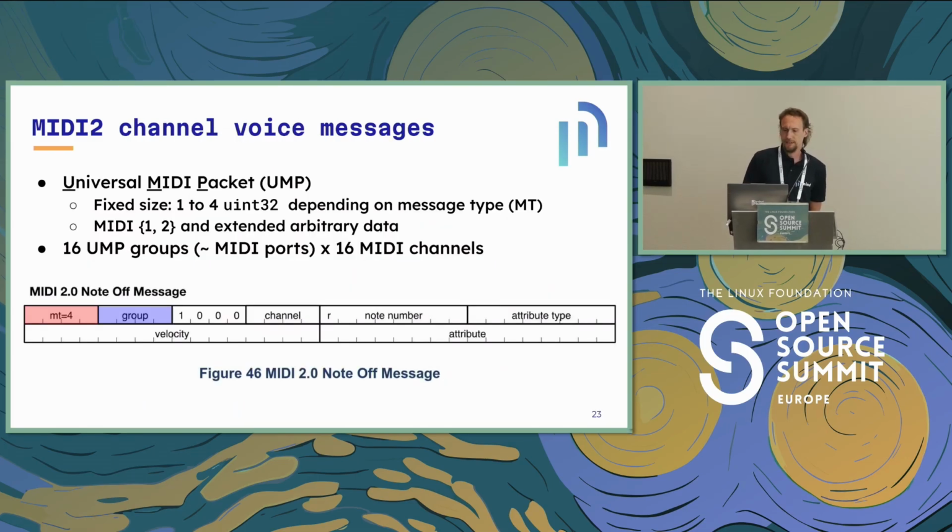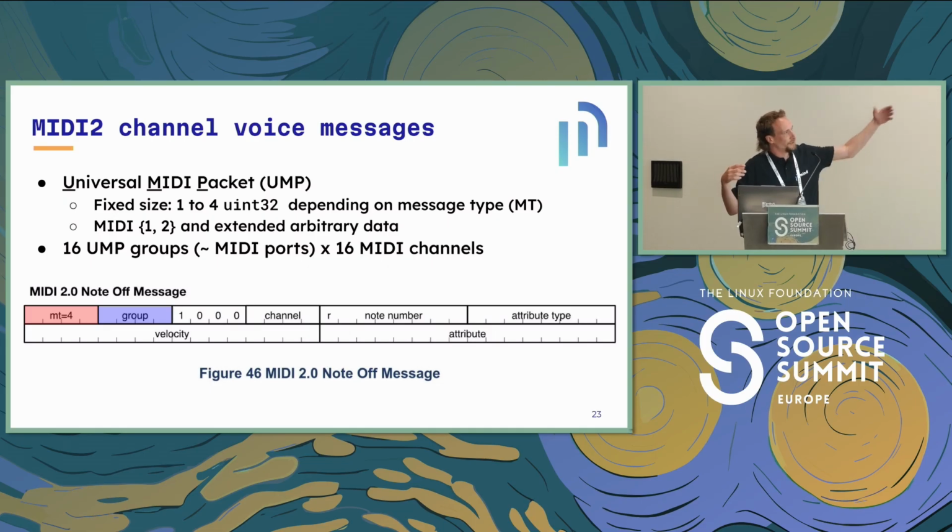And so what are we going to send as data in MIDI 2? Now we have the Universal MIDI Packets, hence the name UMP. This is now a fixed-length packet, so it's aligned on 4 bytes. We first have a field, which is the message type, which identifies how long that packet is. So it's fixed size in that the message type determines how much data you are going to have. And it's 1 to 4 words of 4 bytes each.